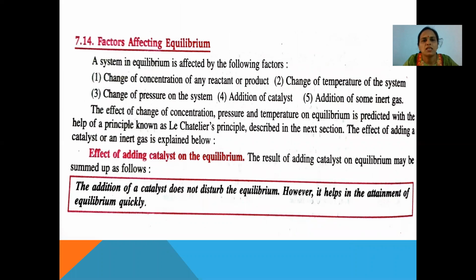Let's come to the next part, that is the factors affecting equilibrium. A change in equilibrium is affected by the following factors. First factor is change of concentration of any reactant or product. Second is change of temperature of the system. Third is change of pressure on the system. Fourth, addition of catalyst. And the last one is addition of some inert gas. The effect of change of concentration, pressure, and temperature on equilibrium is predicted with the help of a principle known as Le Chatelier's principle.